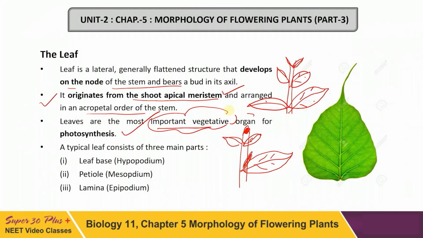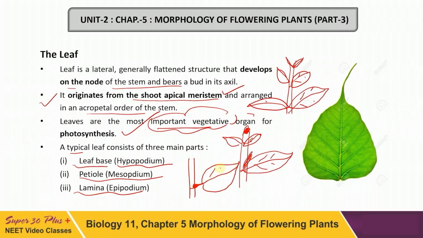Is it right? Now, the structure of a typical leaf. The leaf consists of 3 parts: leaf base or hypopodium, petiole or mesopodium, and lamina. You can see here a typical structure of the leaf. This is the node, this is the base, this is the petiole, and this is the blade of the leaf. The base is where it is attached to the node of the stem. This is the petiole, and this one is the lamina or epipodium. And in its axil there is an axillary bud.